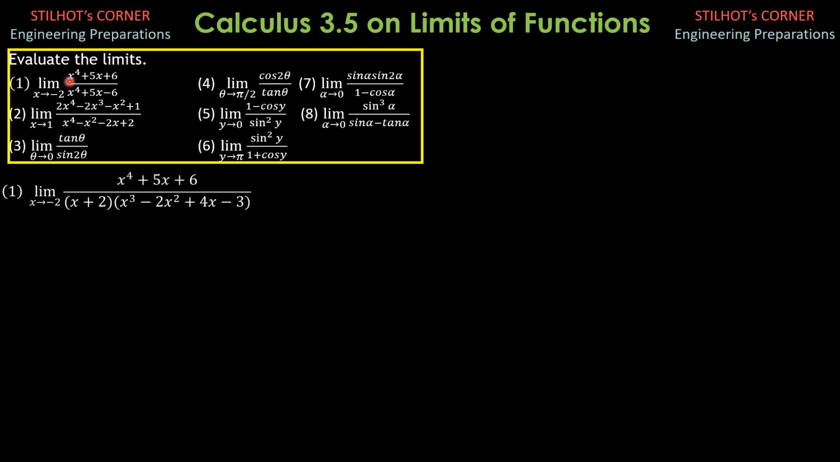The denominator approaches 0. So x plus 2 is definitely a factor. Then in the numerator, negative 2 to the fourth is 16 plus 5 times negative 2 is 6 plus 6, 12. The numerator is not approaching 0. So there is no factor that is x plus 2. That's why the numerator is still x to the fourth plus 5x plus 6. While the denominator has x plus 2 as a factor, and this is the other factor.